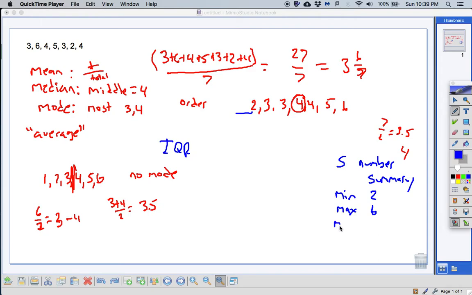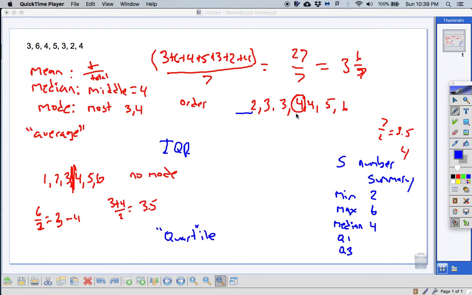Okay, the third number is the median. And the median, you already know, is going to be 4 because we've already done it. But if you've forgotten, you put the numbers in order and you go find the middle number. Okay, so we've got the minimum, the maximum, the median. And then the last two numbers we need are called Q1 and Q3. And these are quartiles. And the word quartile has this word quart in it that means fourth. So we're going to take our data and we're going to separate it in fourths.